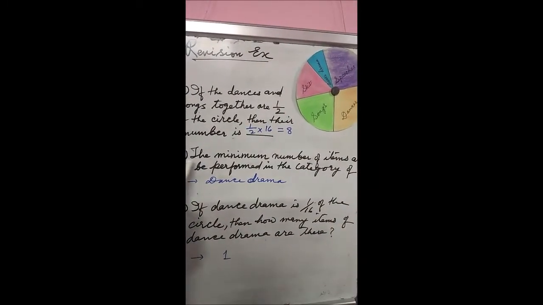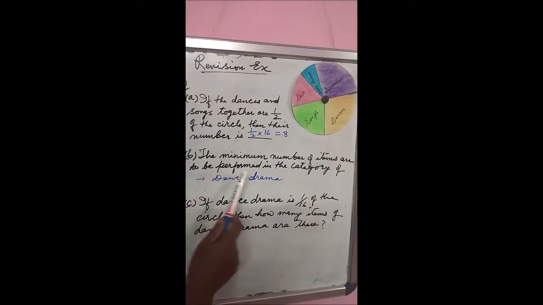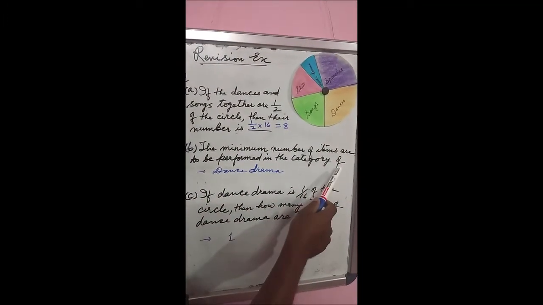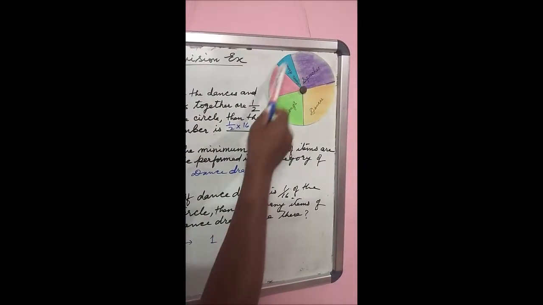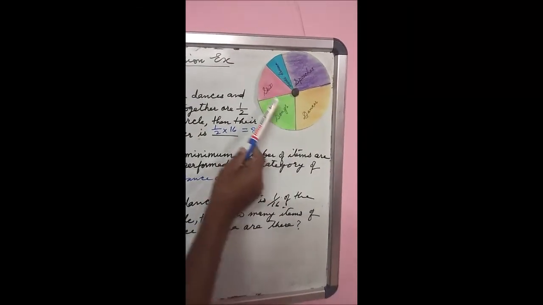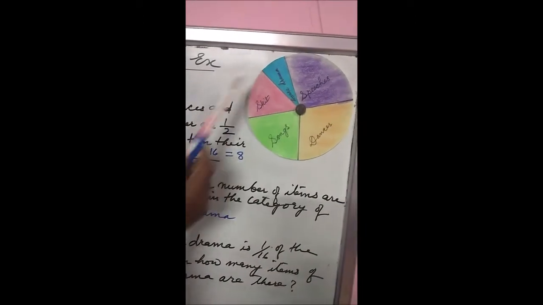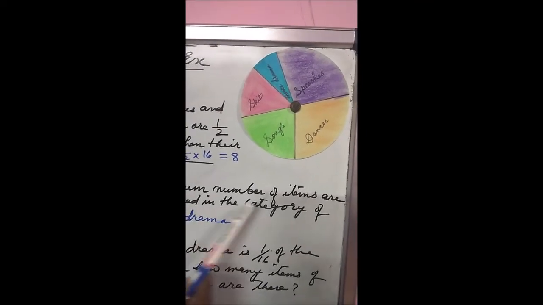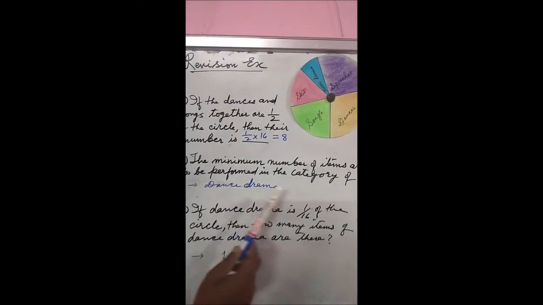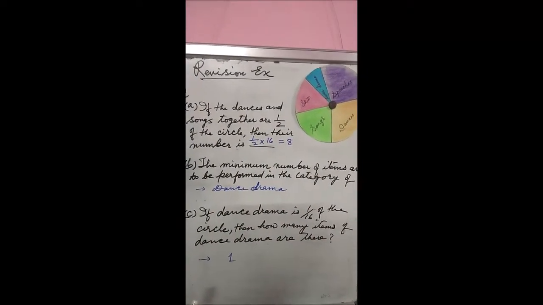Second question, the minimum number of items are to be performed in which category? You can see in the division of the circle chart, the dance drama is showing the minimum partition, minimum division, which means the minimum number of items to be performed in the category is the dance drama.